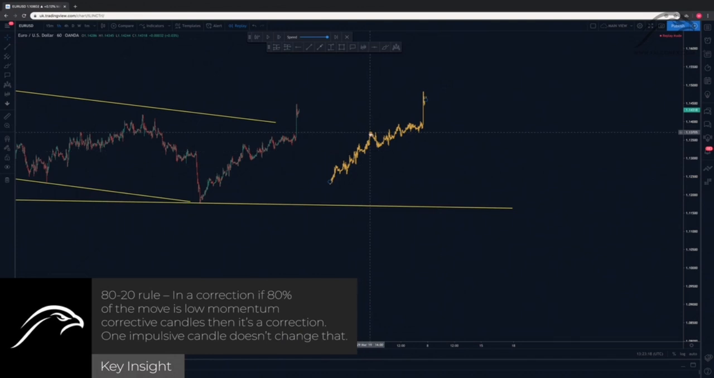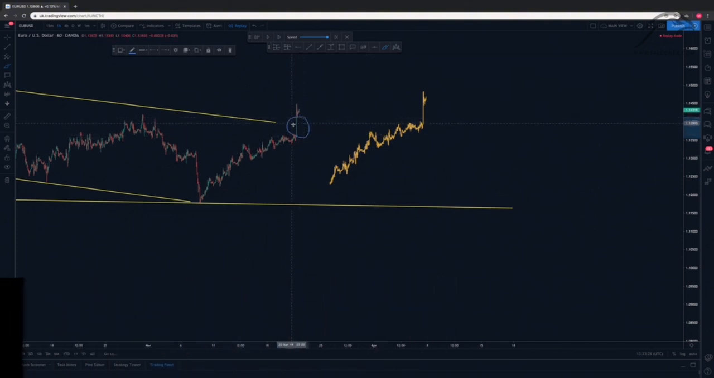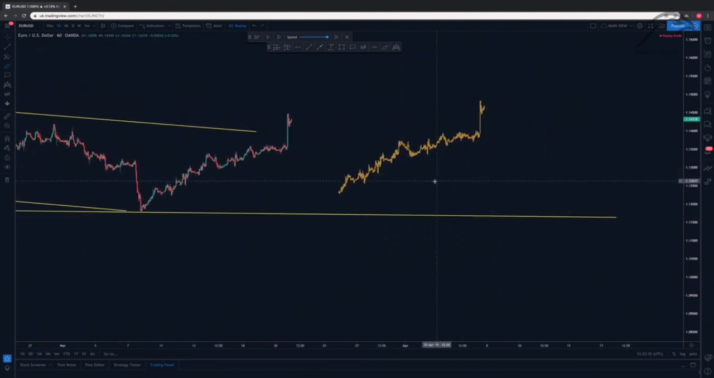So you know there's a correction. If 80% of it is low momentum corrective candles in that sense, then it's a correction. One impulse doesn't change that. What is this? This is just a bit of volatility with news. And what happens here, let's actually zoom in so we can see.